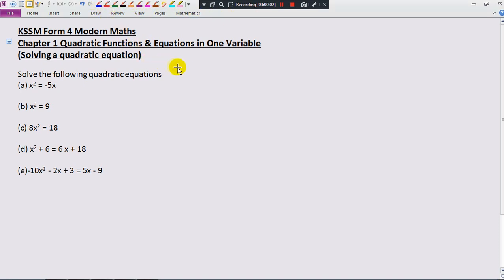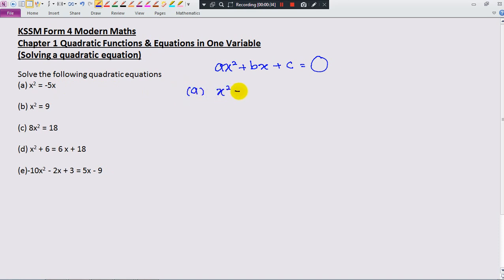In this video, I'm going to talk about how to solve a quadratic equation using factorization methods. So to solve a quadratic equation using factorization method, first thing is to write the quadratic equation in general form, which means that you have to write the quadratic equation in this form: ax squared plus bx plus c equal to 0. Make sure this side is equal to 0.